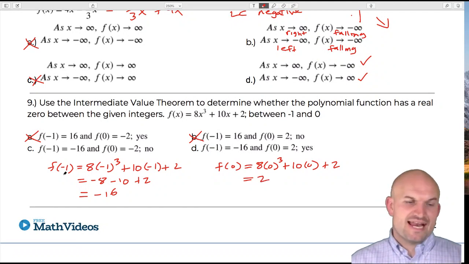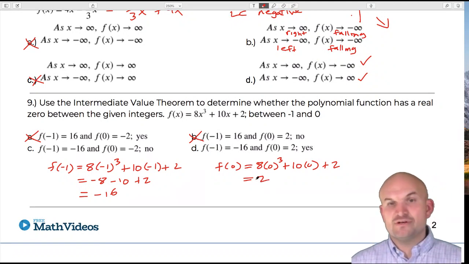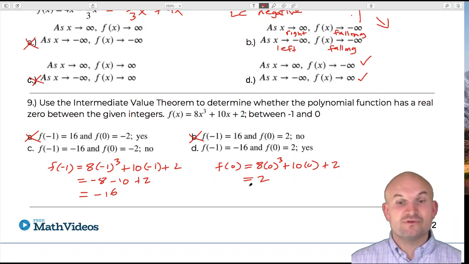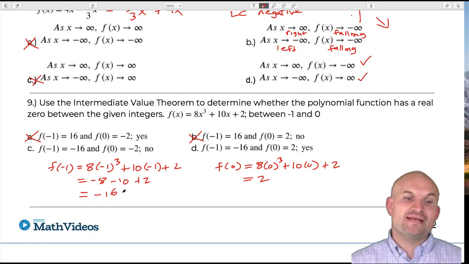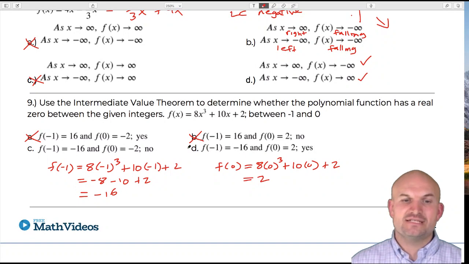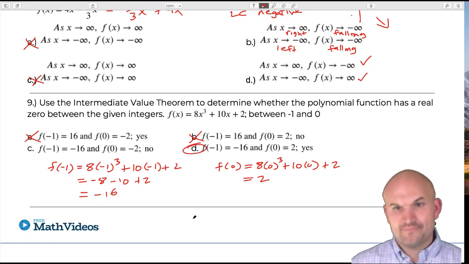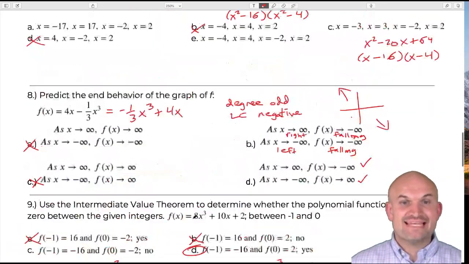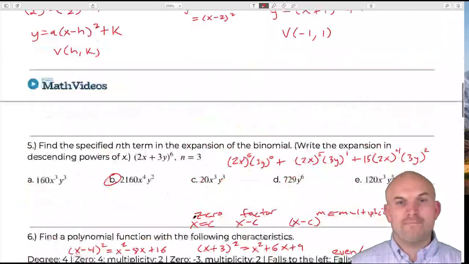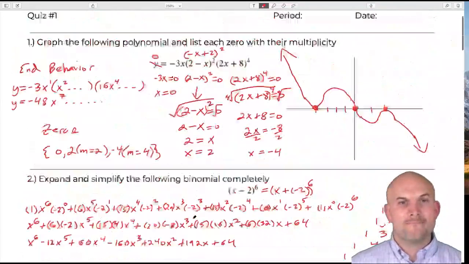So since at -1 it's negative, and at f of 0 it's positive, and since the graph is a continuous function, that means it has to go from negative to positive, so it has to cross the x-axis. So the answer is D. All right, and there you go, ladies and gentlemen. That is our quiz in our polynomials unit. Done.